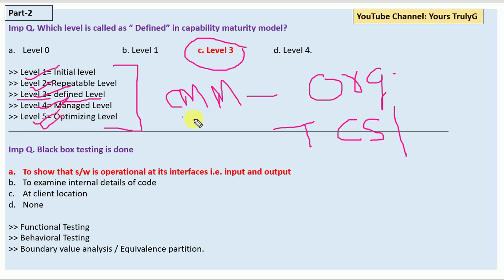So CMM is basically assigned to different organizations, and by looking into the CMM model we can have an idea: okay, this company is up to level 3, or level 4, or level 5, and based on that they provide their services to their customers. So that is basically a practical scenario.